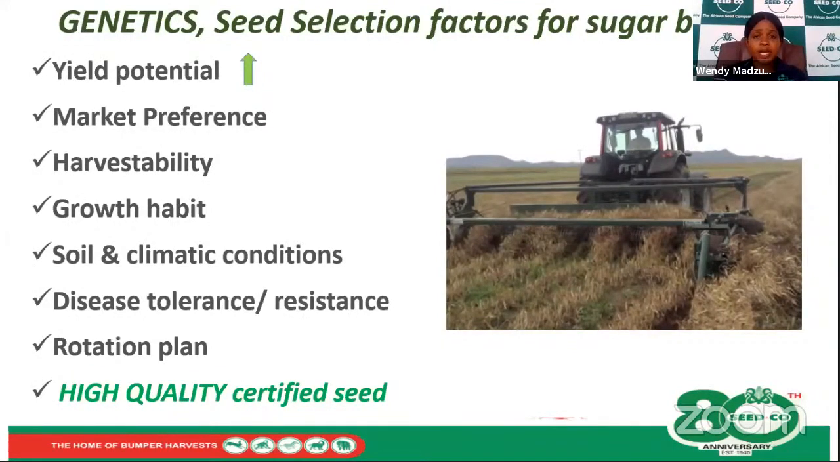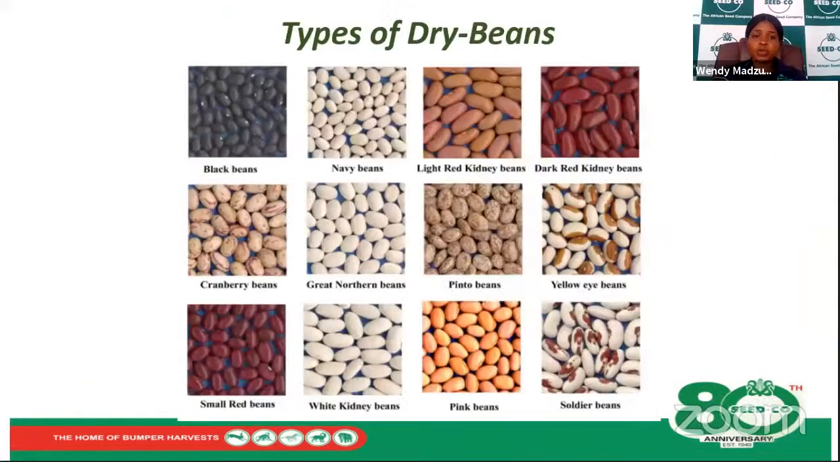The growth habit, which speaks to the variety being either determinate or indeterminate, is also very important. The soil and climatic conditions, disease tolerance, rotation. Most of all, the take-home message is you need to establish high quality certified seed and desist from establishing seed that has been harvested from previous seasons, which we call retained seed. Because retained seed has lost its vigor and it has chances of high disease pressure, which will result in low yields. On that note, I'll hand you over to Emmanuel to take us through the types of dry beans that are available in the market and the most preferred ones. Over to you, Emmanuel.